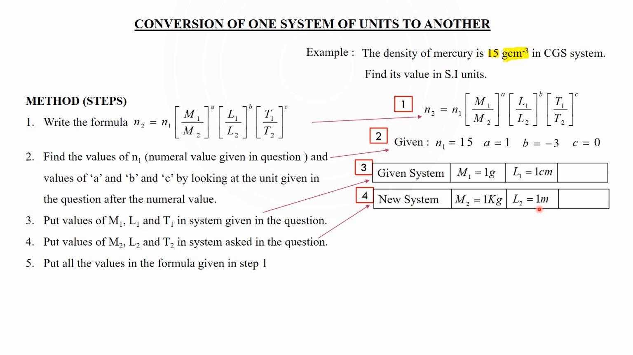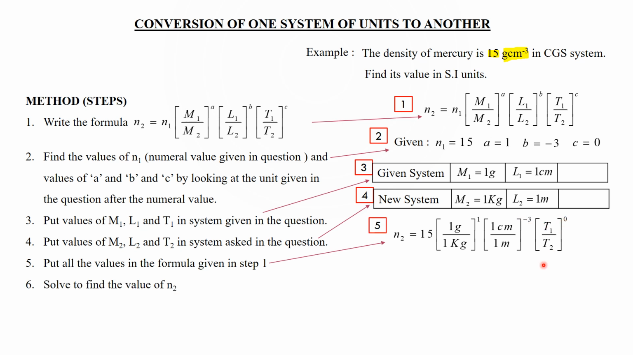Step 5. Put all the values in the formula given in step 1. So in this formula we have to put all these values. So let's put the values. We have put the values. You can see in place of N1 it is 15, M1 1 gram, M2 1 kg, L1 1 centimeter, L2 1 meter, and T1 by T2 wasn't there, so we haven't put any values. Okay, A is 1, B is minus 3 and C is 0. Okay, step 5 done. Step 6. Solve to find the value of N2.